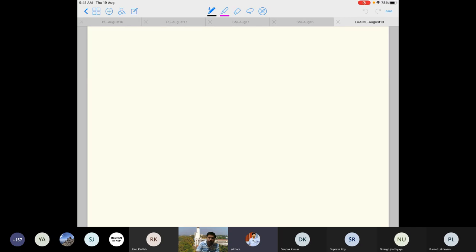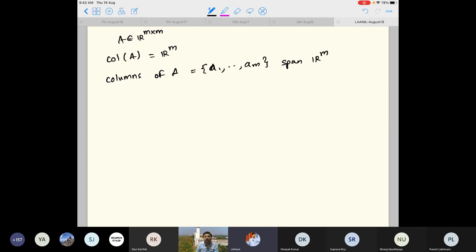So step by step. A belongs to R m by M. Column space of A, I will just write it down for short, call it script A, is entire Rm. So what does that mean? Columns of A, which we will say A1 up to AM, span Rm. The span of columns of A is the entire Rm. That's what the first statement really means.